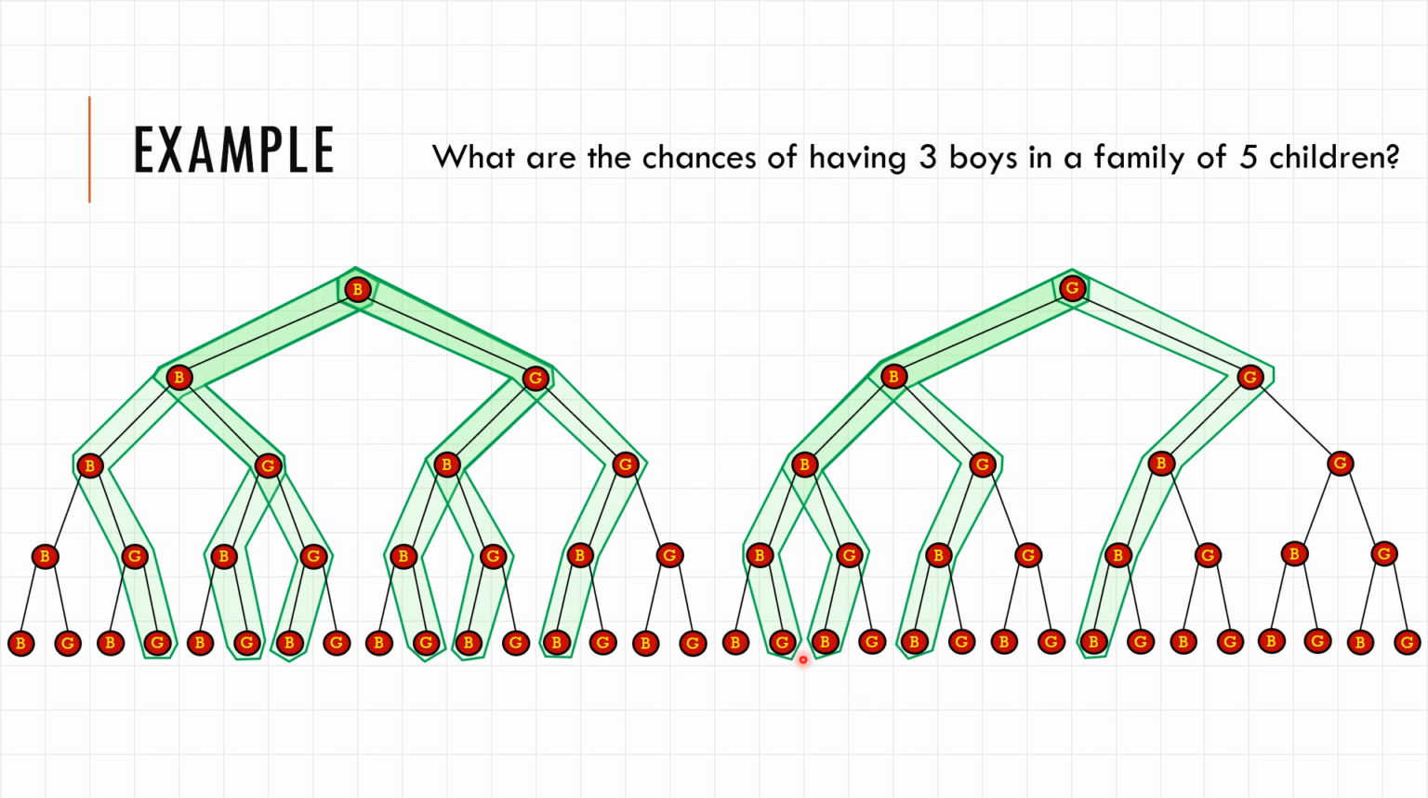There are 10 out of how many combinations are there here? 2 times 2 is 4, times 2 is 8, times 2 is 16, times 2 is 32. 10 combinations out of 32 give me a result of 3 boys exactly. And 10 divided by 32 times 100 would give me 31.25%. So that is the likelihood that I will have 3 boys in a family of 5 children.